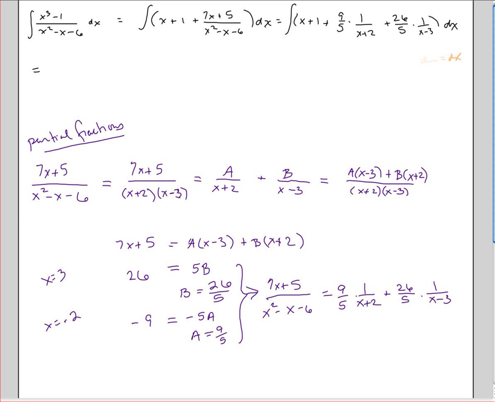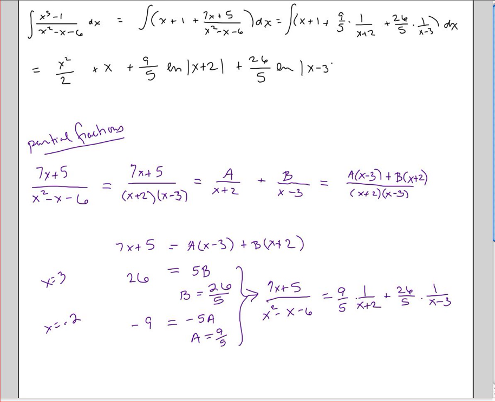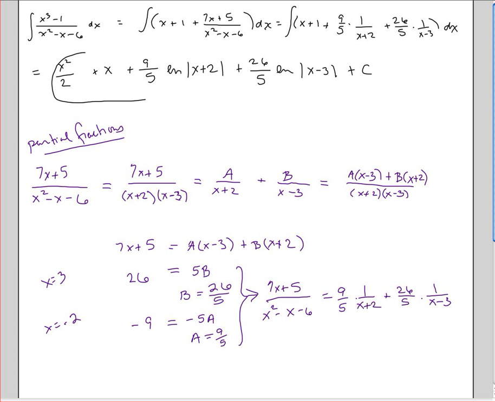So I integrate x, I get x squared over 2. Since those are just sums and differences, I can just integrate them separately. I integrate 1, I just get x. I integrate 9/5 times something, I get 9/5 times the integral of that something. And it's going to be 1 over u integral, right? So that's ln of x plus 2. And 26/5 times something, integrate that. That's 26/5 times the integral, which is ln of x minus 3, plus c. And there we have it. All done.